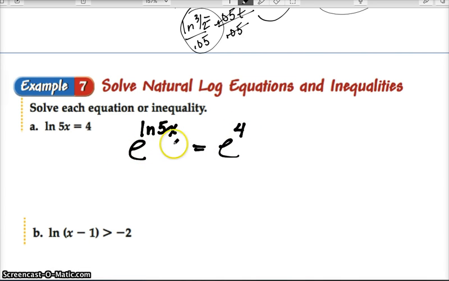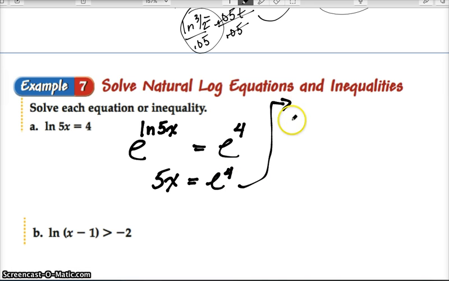All right, so when I do this, it's kind of like this. If this is equal to this, then e to that power has to be the same as e to that power, okay? And we know from a couple of other examples that e to the natural log of some number will just be that number. And therefore 5x is equal to e to the fourth power.